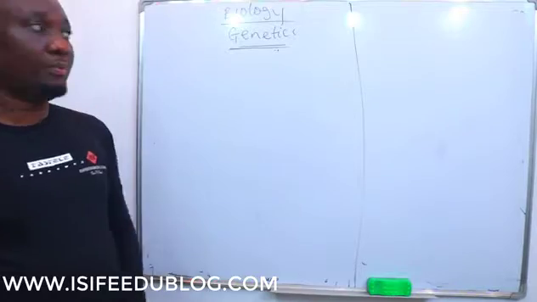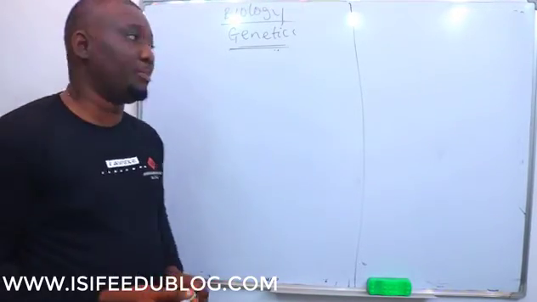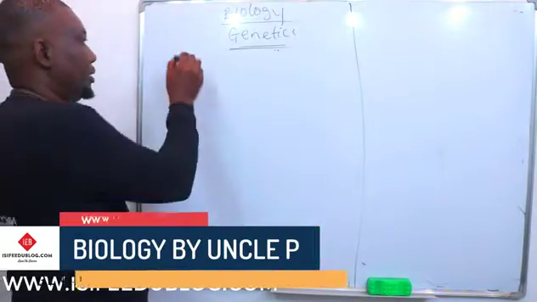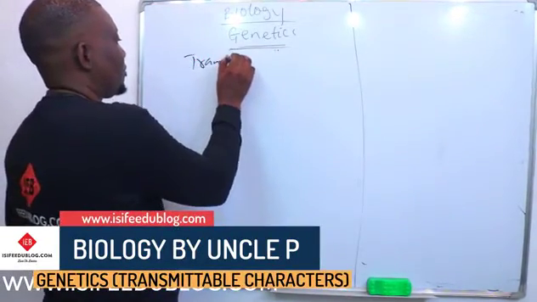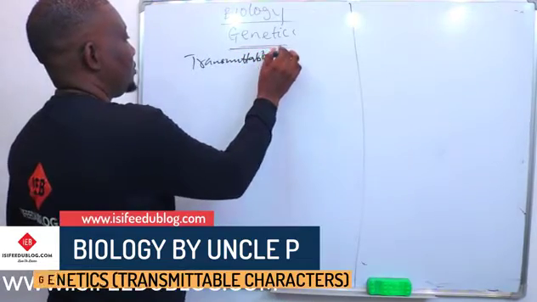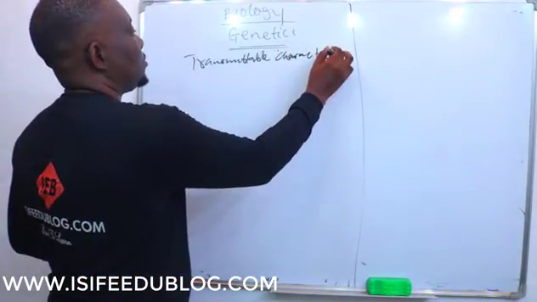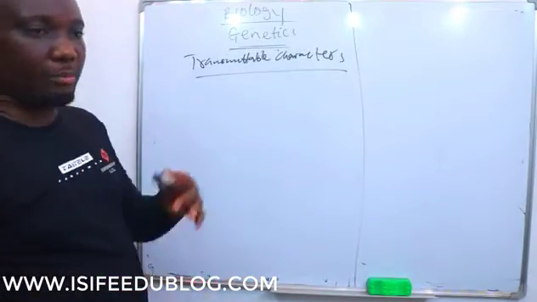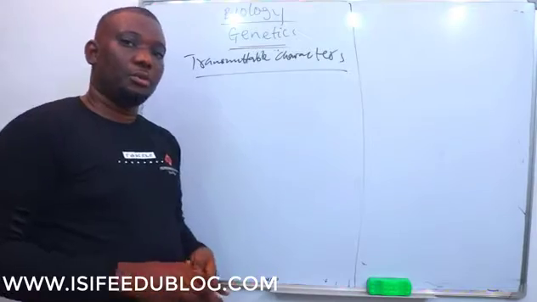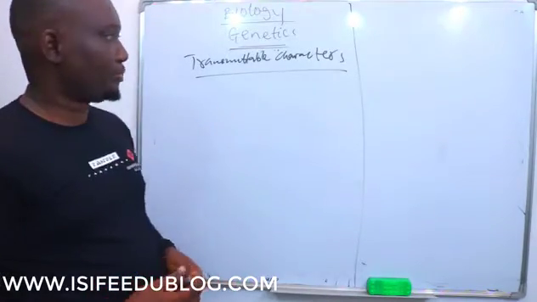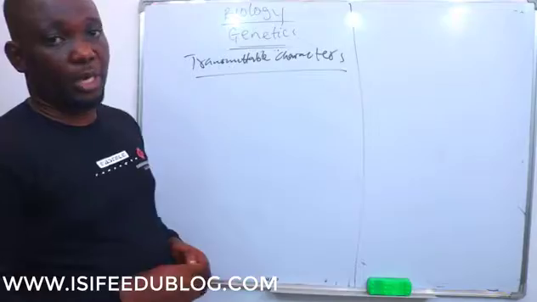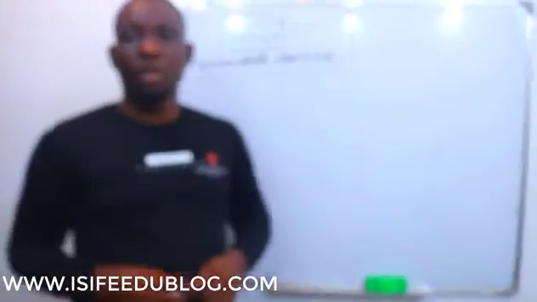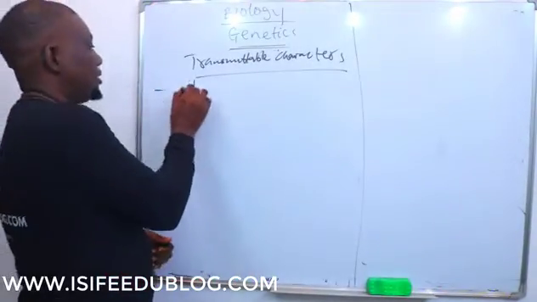The last objective is transmittable characters that are transmitted from parents to offspring. Characters that are transmittable, that can be transferred from parents to offspring. Basically, I'm going to be looking at those transmittable characters in human beings and other animals. I'm going to start with the first: heights.